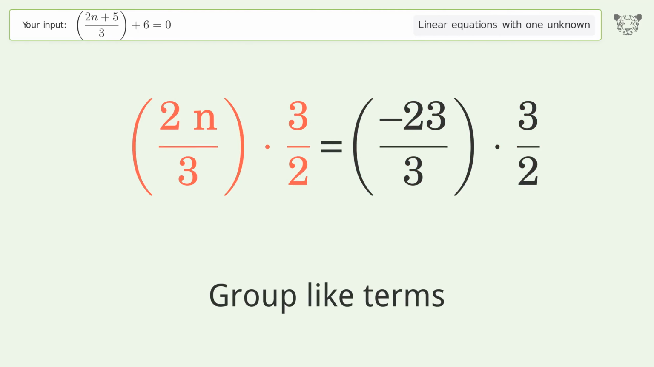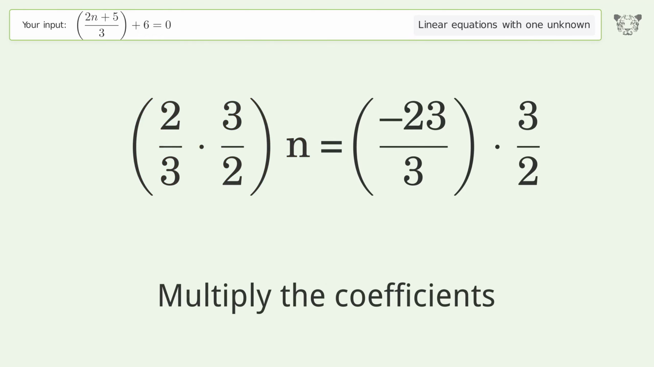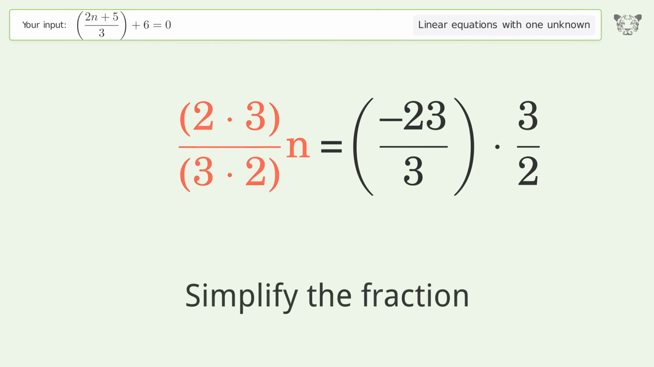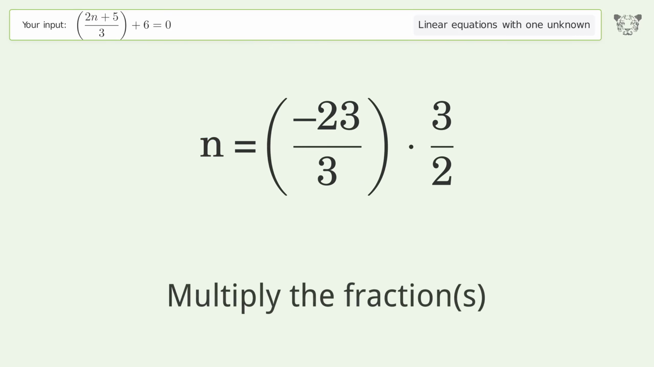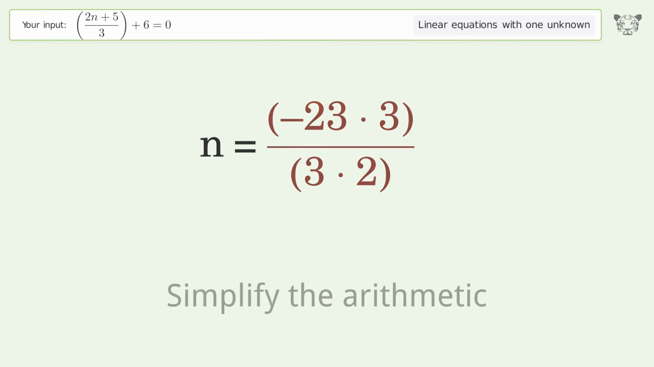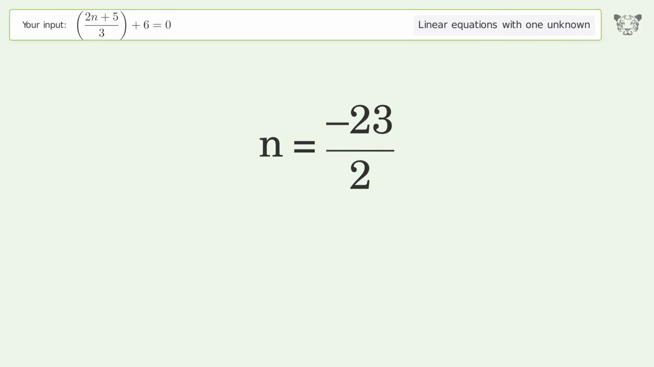Group like terms. Multiply the coefficients. Simplify the fraction. Multiply the fractions. Simplify the arithmetic. And so the final result is n equals -23/2.